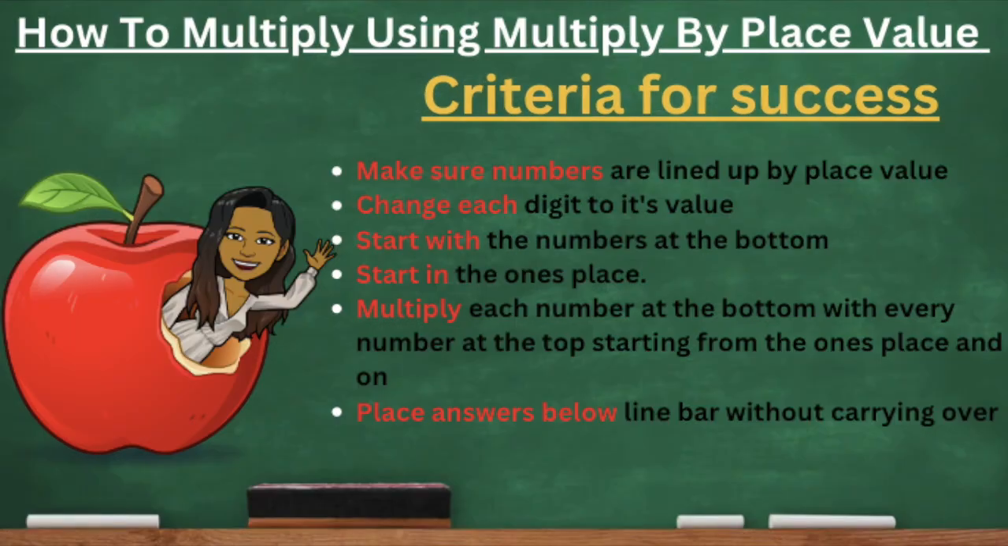So it says make sure numbers are lined up by place value. Change each digit to its value. Start with the numbers at the bottom. Start in the ones place. Multiply each number at the bottom with every number at the top, starting from the ones place, and so on. Place answers below the line bar without carrying over. So let's jump into today's lesson.